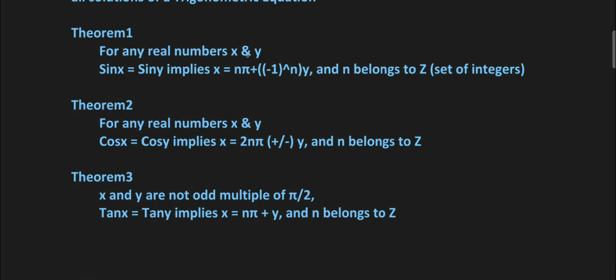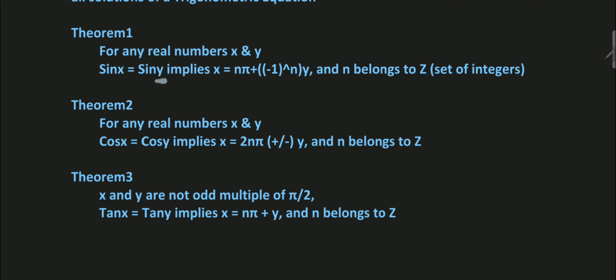Theorem 1. For any real numbers x and y, if sin x equals sin y, basically what it means is that y is nothing but the same point as x. Maybe it had covered some 2-3 revolutions. Let's say this is sine 0 and this is sine of 5 times 360. That means it had completed 5 revolutions, but it again reached the starting point, right? So it's going to be the same value as sine 0, which implies that x is equal to n times pi plus minus 1 power n times y, and n belongs to Z.